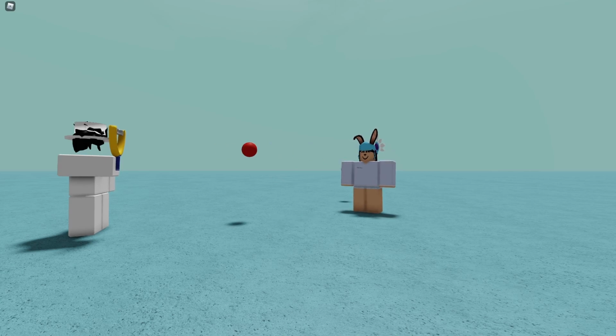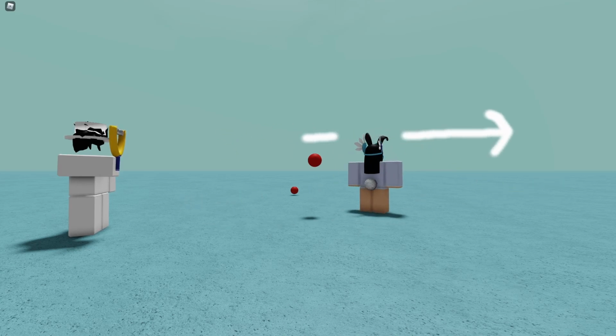While Roblox is not a fully accurate representation of this, it shows that the person getting hit with the slingshot is getting pushed back, while the slingshot ball bounces backwards.